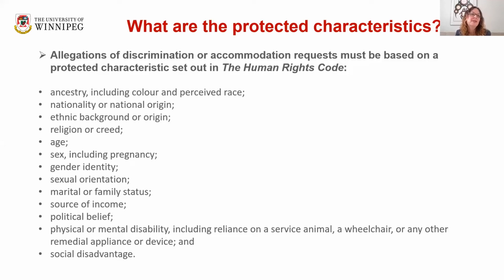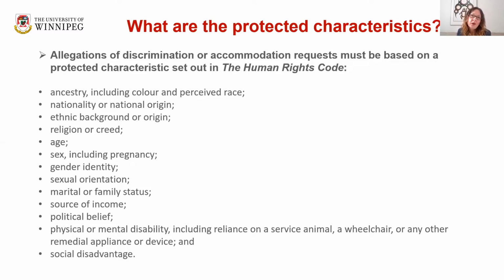And so they include ancestry, which includes color or perceived race, nationality or national origin, ethnic background or origin, religion or creed, age, sex, including pregnancy, gender identity, sexual orientation, marital or family status, source of income, political belief, as well as physical or mental disability, including reliance on a service animal, a wheelchair, or other remedial device, and social disadvantage. So these are all the characteristics listed in the code, and they're all immutable characteristics, meaning that they're characteristics that are fundamental to ourselves and they're not changeable, or they're not easily changeable by us.